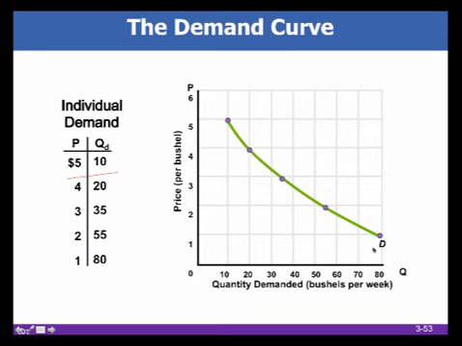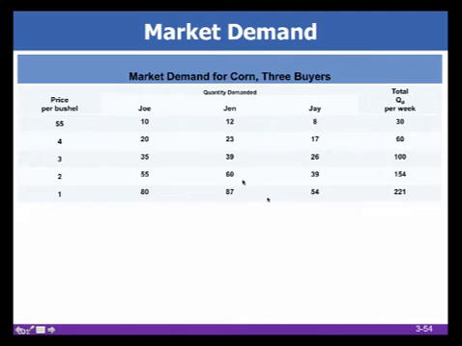Now, for our market demand, so that was an individual's demand curve. For our market demand, here we've got the members of our market, Joe, Jen, and Jay. And we're talking about 3 buyers making up our market, and this is the market for corn. So when corn costs $5 per bushel, Joe will buy 10, Jen will buy 12, and Jay will buy 8. Now what that means is that at $5, a total of 30 will be purchased. And then all the way down here, if it goes down to $1, everybody's going to be buying corn. We're going to be making corn out of everything. We're going to be decorating our house like at Halloween. Corn, corn, corn everywhere, for a total of 221 bushels of corn.